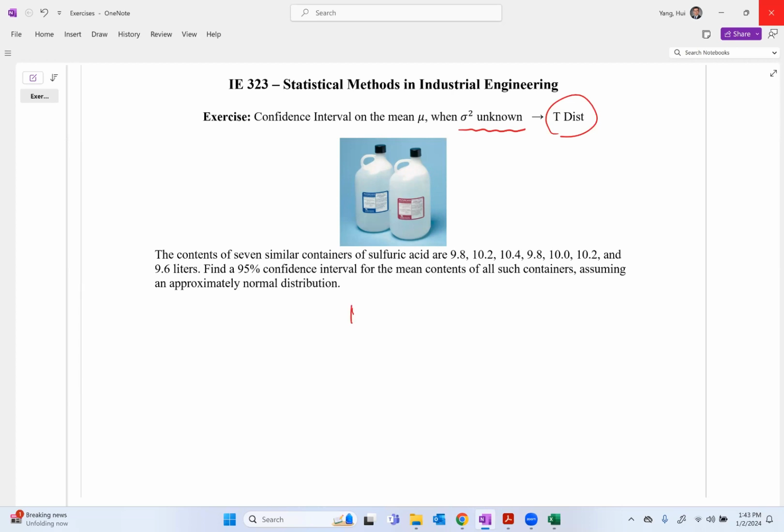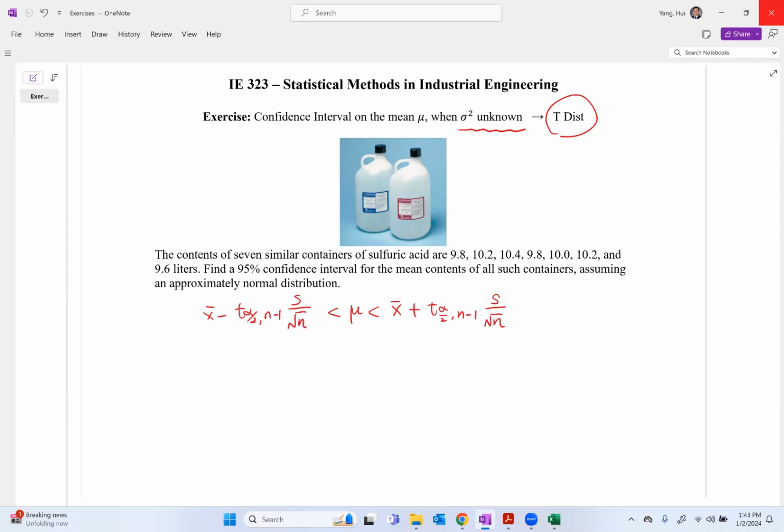For the population mean, if the population variance sigma square is unknown, then we are going to use the t distribution. That is x bar plus t alpha over 2, n minus 1, and then instead of sigma, we have s over square root of n, and greater than x bar minus t alpha over 2, n minus 1, s over square root of n.